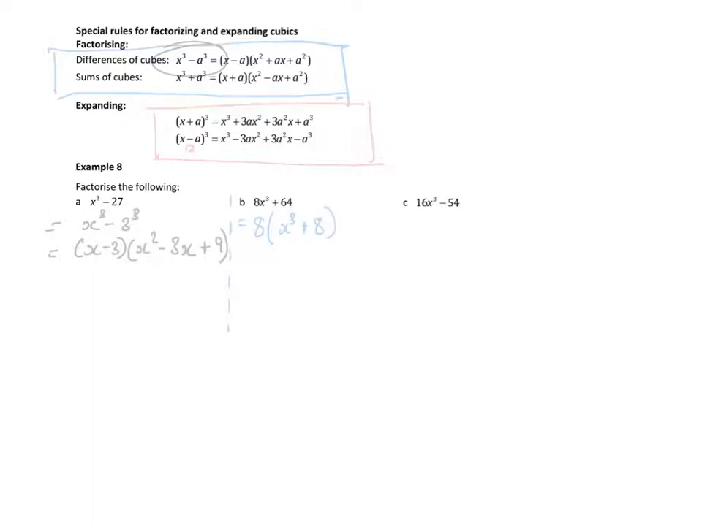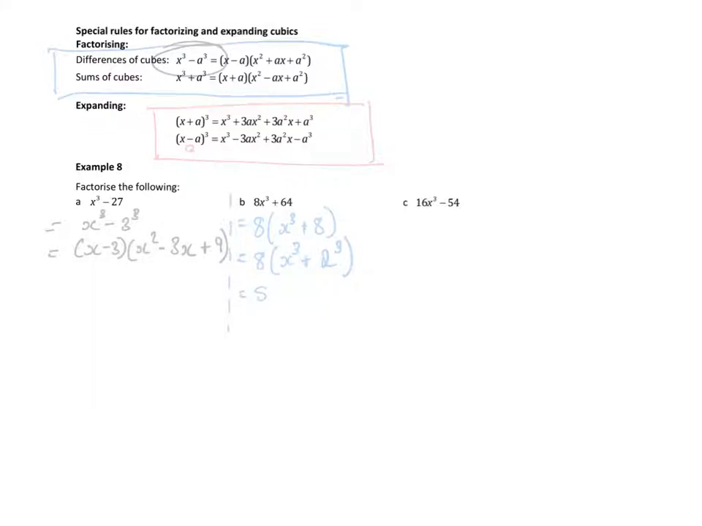Looking inside the bracket now, can I write that as the sum of two cubes? Because that will help me. I don't want to have to do long division. So 8, and of course 8 is 2 cubed, so 2 times 2 times 2 is 8. So x cubed plus 2 cubed. So obviously now I'm looking at the second one there, the sum of two cubes. And what does that say?